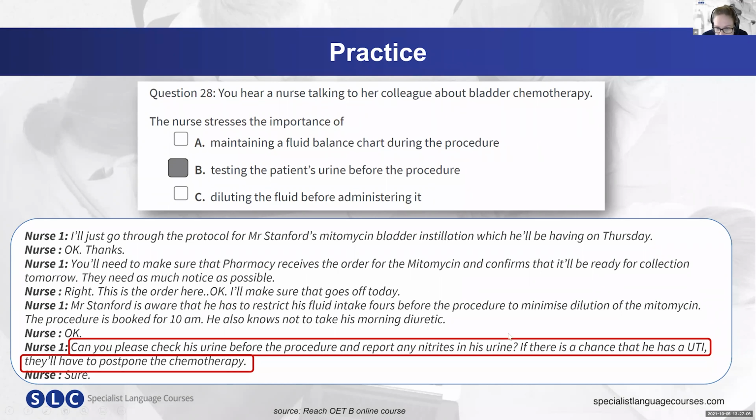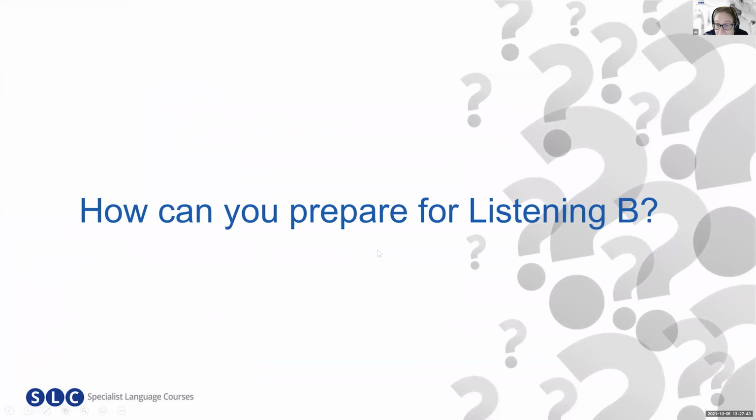It's stressing the importance, because it says if there's a chance he has a UTI, they'll have to postpone the chemotherapy. Yes, it does talk about fluid before, but it doesn't say anything about a fluid balance chart during the procedure. It does talk about diluting the fluid, but not that the nurse needs to do that. She's saying that he has to restrict his fluid intake so that the fluid's not diluted. So option B is the correct option. Okay. So listening B, ideas for preparing.